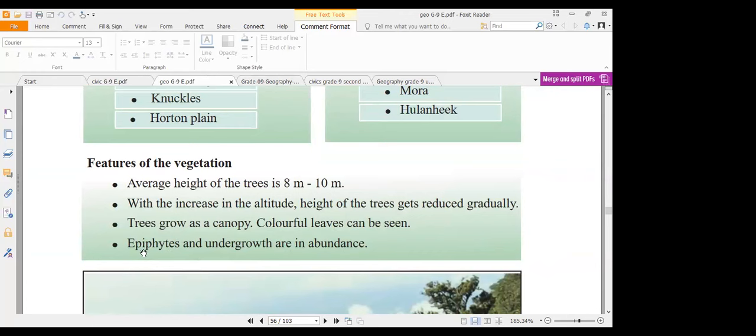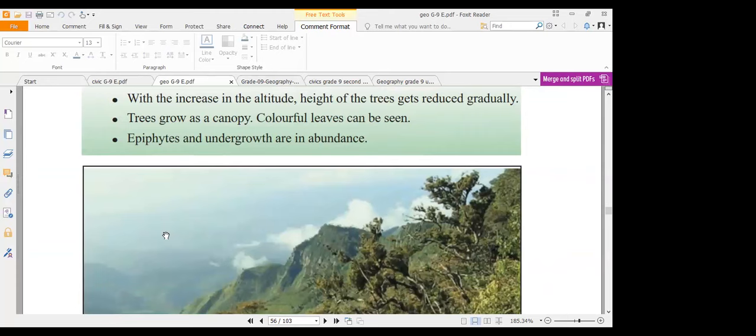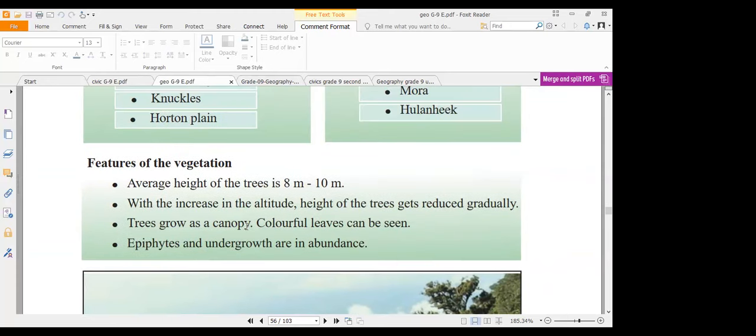Epiphytes are plants that grow on other trees. With the increase in altitude, height of the trees gets reduced. Right.